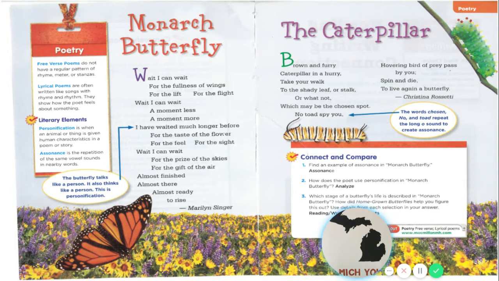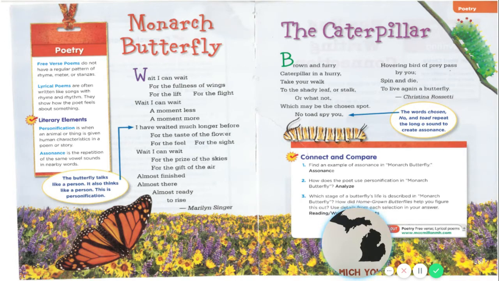And the other thing it's covering today is assonance. It's repeating the same vowel sounds in words. So for instance, prize and skies have the same sort of sound to them. And you're going to hear a little bit about that today from the author, or from the reader. Okay.